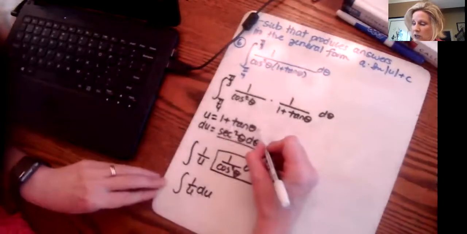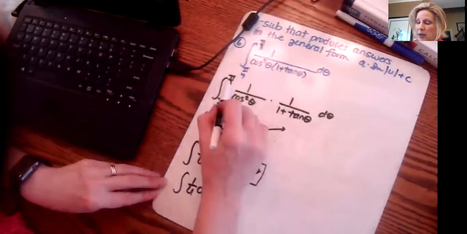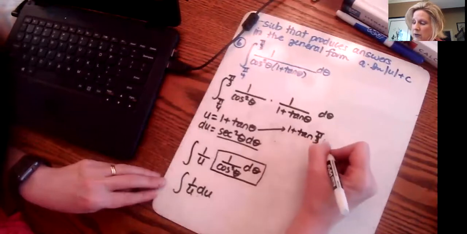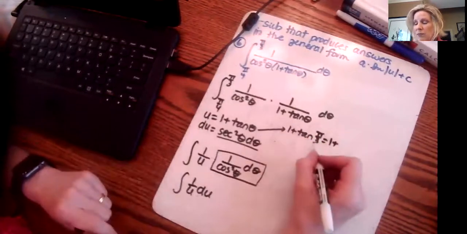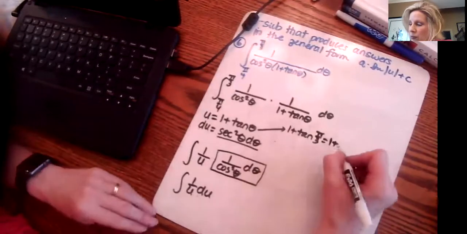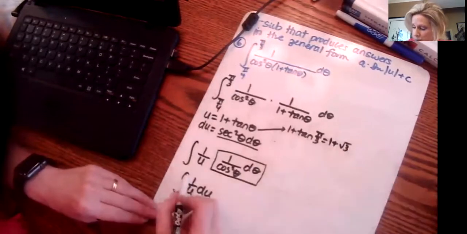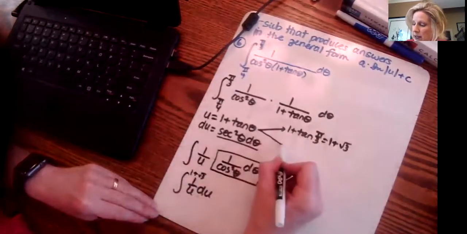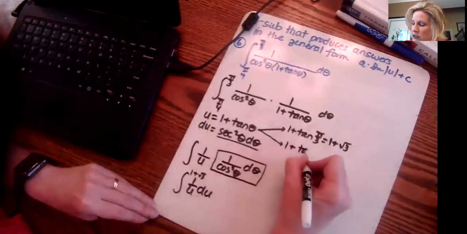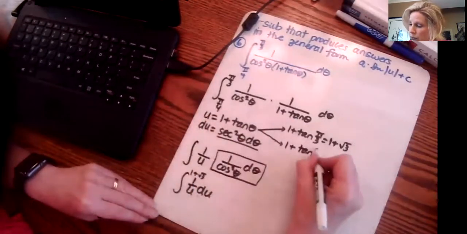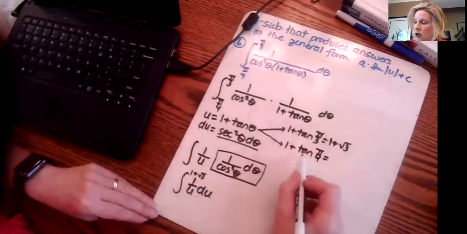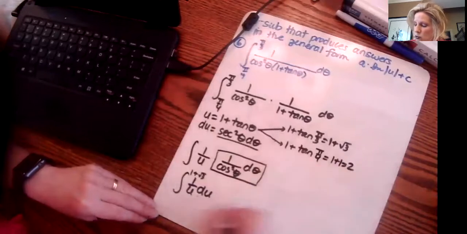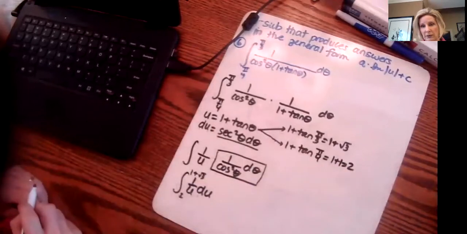So go up here to your definition of u. If you plug in pi over 3, 1 plus tangent pi over 3 will be your high u value. Tangent of pi over 3 is tangent 60, and from the 30-60-90 triangle, that's the square root of 3. So 1 plus square root of 3 goes there. And then when I plug in my low u, it would be 1 plus tangent pi over 4, my low theta. So tangent of 45 degrees is 1. So this is 1 plus 1 is 2. So that's my lower limit.